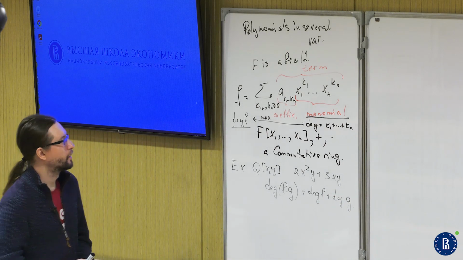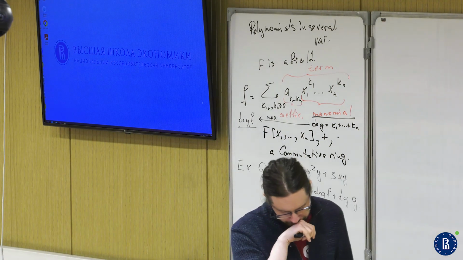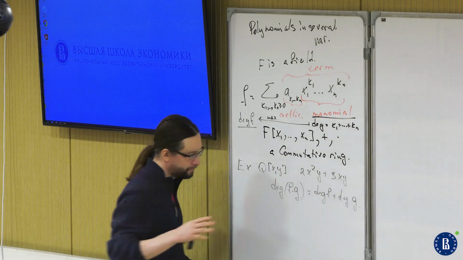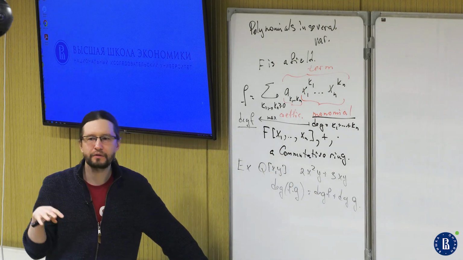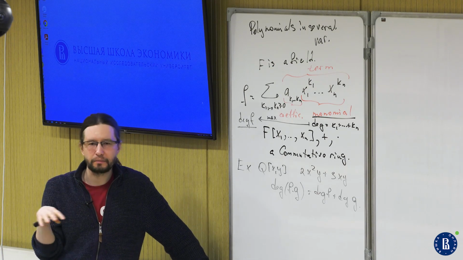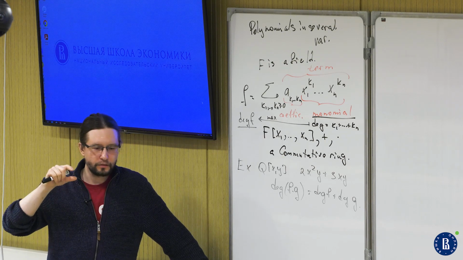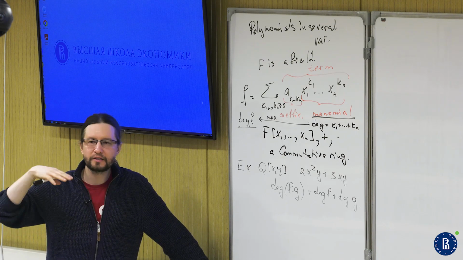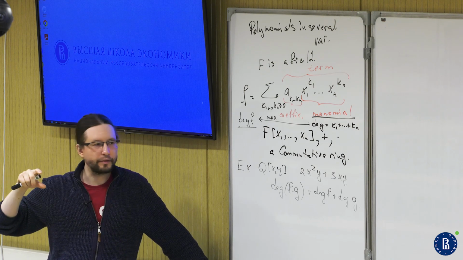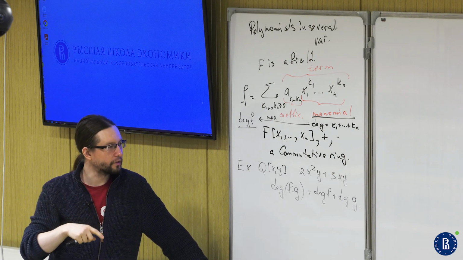Okay. Now, when we have a polynomial in one variable, how do we divide with the remainder? Usually, we take the highest possible monomial in the divider, and then we kill all the monomials.